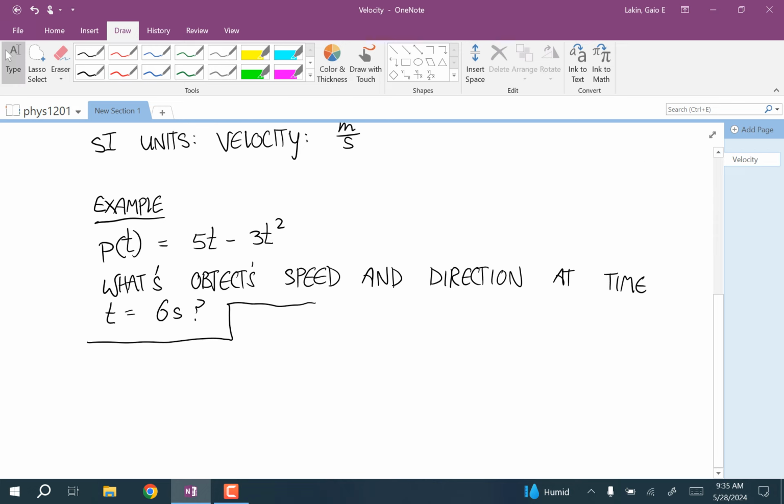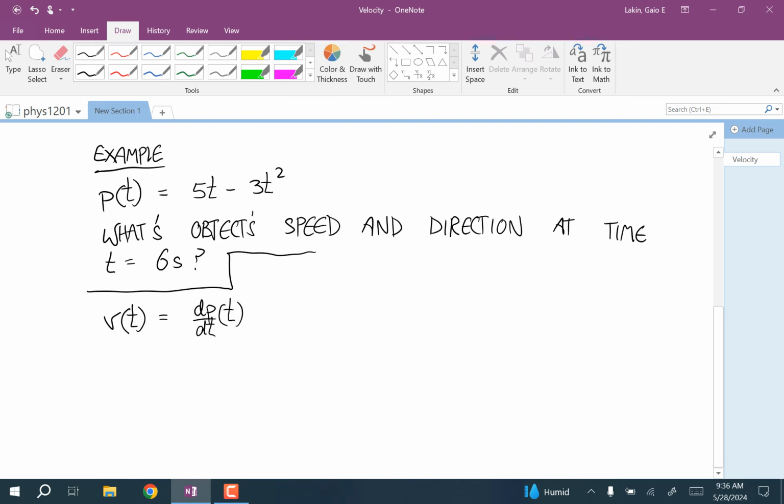Okay. Well, based on the definition of the velocity, we know that if we can come up with the velocity at 6 seconds, then the sign tells us the direction and the magnitude tells us the speed. So how are we going to come up with the velocity at time 6 seconds? We have the position as a function of time. So we're just going to use this derivative relationship. And so the velocity as a function of time is the derivative of 5t, which is 5. The derivative of negative 3t squared is negative 6t.